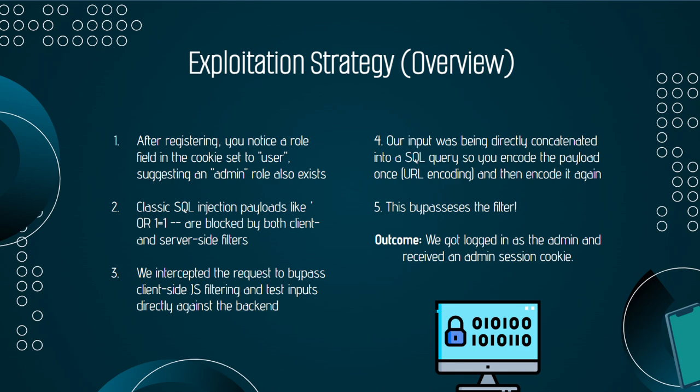So to go around the client-side filters, we used Burp Suite to intercept and modify the login request directly. This gave us full control over what was being sent to the backend and let us test different payloads more freely. Eventually, what worked was something interesting: double encoding. Basically, we URL encoded the payload once and then encoded that result again. What this did was trick the server. It would decode the input once before applying any filters, but by the time it reached the SQL query, it had already accepted the malicious content. That's how we got past the filter. Once the payload went through, we were logged in as an admin and got an admin session cookie, confirming the attack was successful.